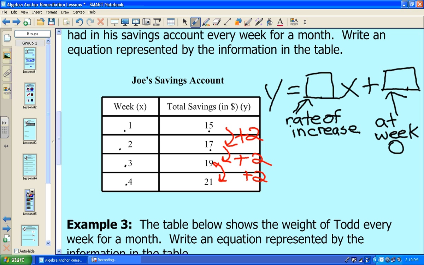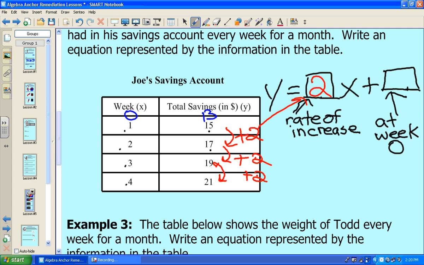Since the table is increasing by 2 every time, that 2 is the number that goes in front of the x. So far we have y equals 2x plus, and we need to know how much money he had at the starting point before we started counting his money. Okay, once again, I'm going to squeeze in a 0 at 0 weeks. How much money did he have at 0 weeks? Okay, the answer is $13, because every week he increases by $2.